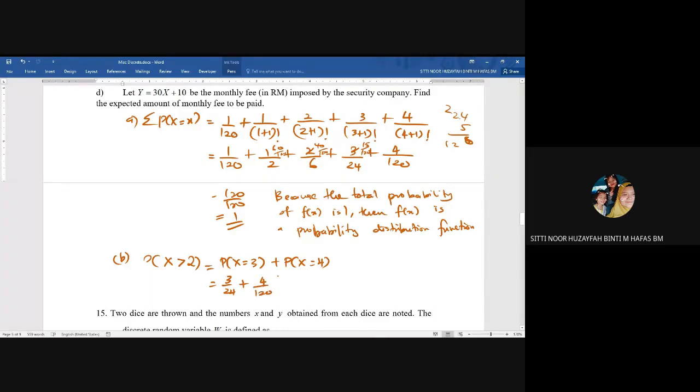So 15 plus 4 is 19. So it will be 19 over 120.